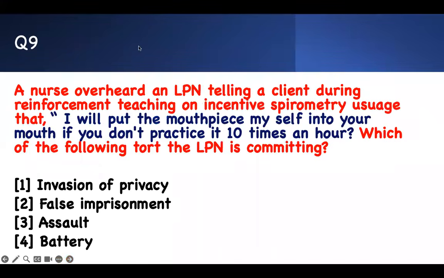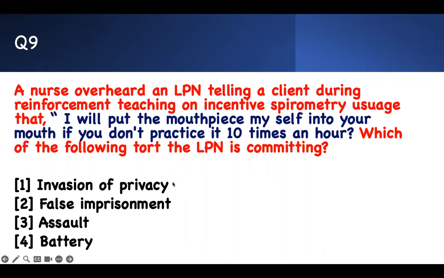Number 9. Which of the following torts is the LPN committing? A nurse overheard an LPN telling a client during reinforcement teaching on incentive spirometer usage, I will put the mouthpiece myself into your mouth if you don't practice it 10 times an hour. Oh, that's strong, man. What do you think is happening?